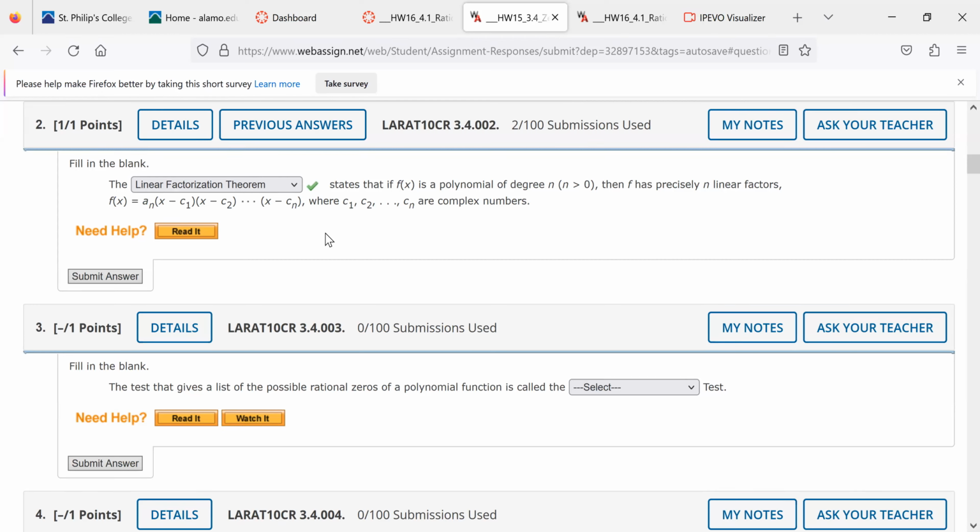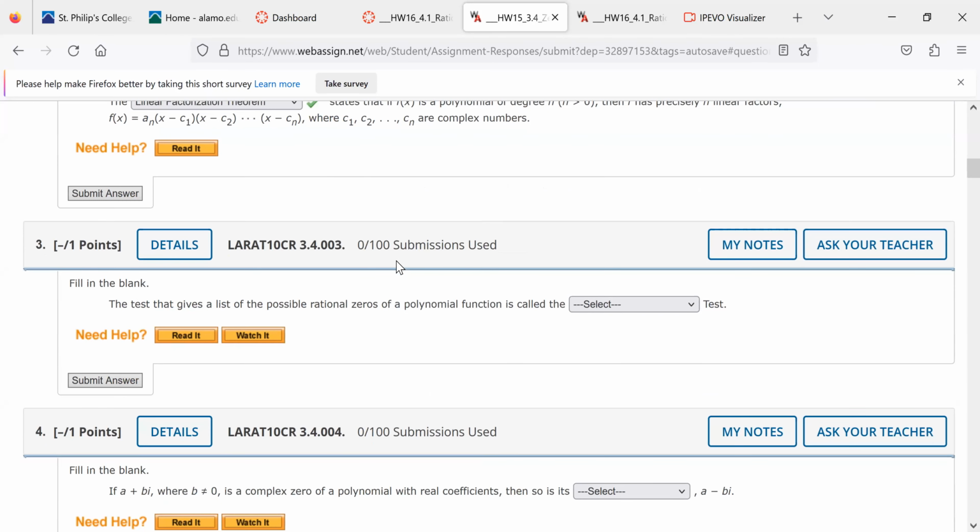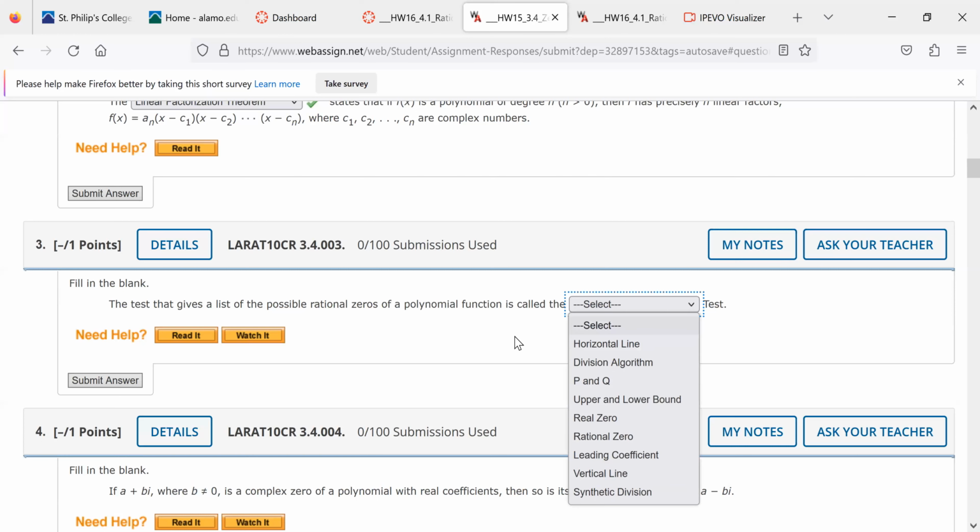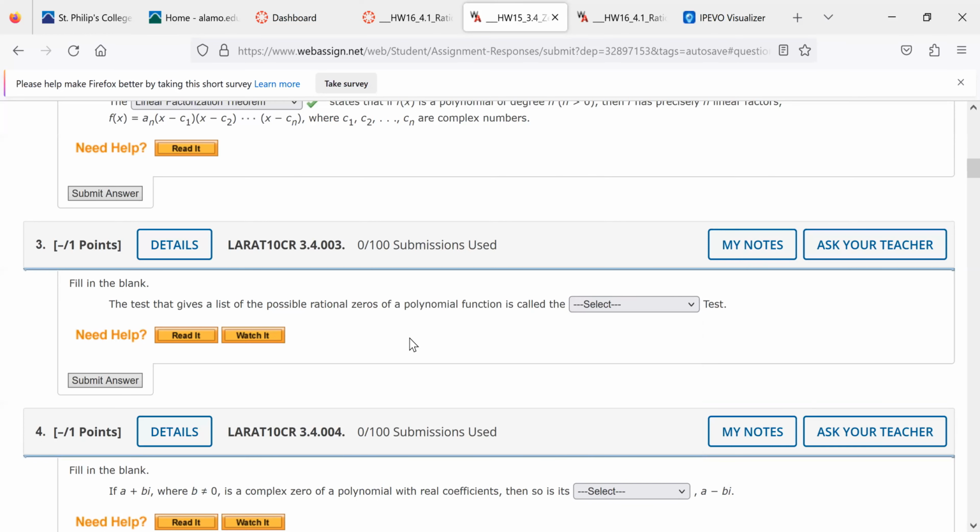Right, when we say complex numbers, we mean the numbers with the i piece, right? It has plus or minus bi or something like that. But if you have a degree n, then you can technically find n factors in the complex number system. Okay. All right.